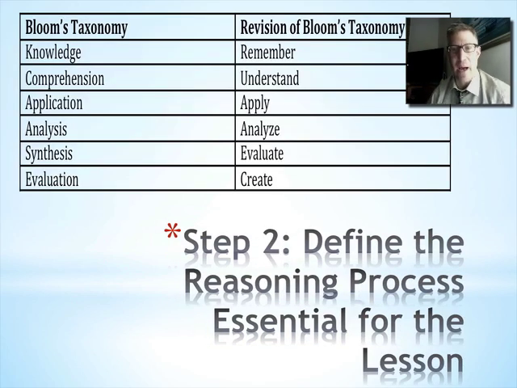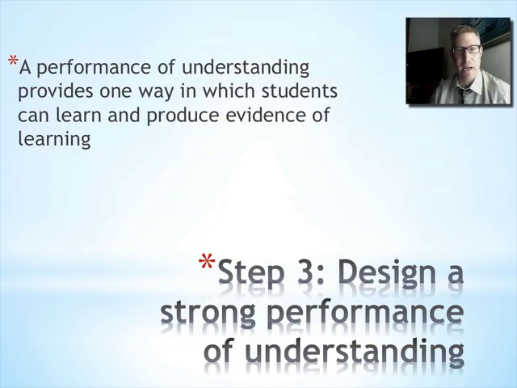Step 2, define the reasoning process that's essential for the lesson. This is the basic thing that we all remember, Bloom's taxonomy. Where are you fitting this in terms of Bloom's taxonomy? Are you engaging the higher order thinking skills, or is it simply going to be something along the create and evaluate aspect of Bloom's taxonomy? Step 3, how are you going to measure it?